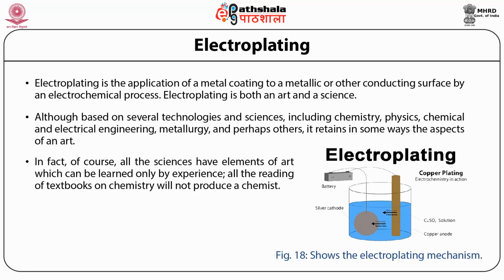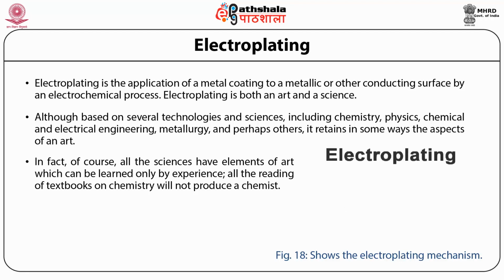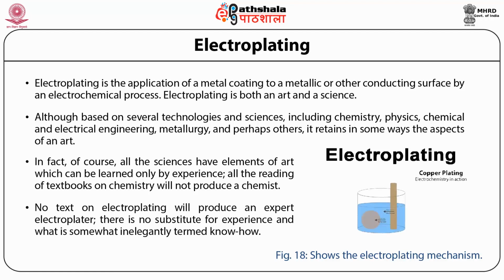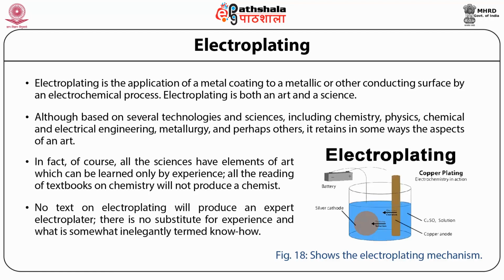All the reading of textbooks on chemistry will not produce a chemist. So, no text on electroplating will actually produce an expert electroplater, and there is no substitute for experience and what is somewhat inelegantly termed know-how. So, the given figure here shows the electroplating mechanism, in which we can see there are two electrodes, one is the cathode, one is the anode, then there is the solution, and there is a battery connected between the two electrodes. In our case, the solution is copper sulfate, anode is the copper rod, and cathode is the silver. So it is actually a copper plating example.